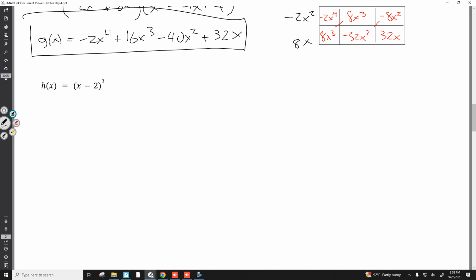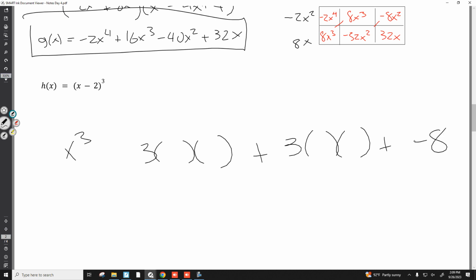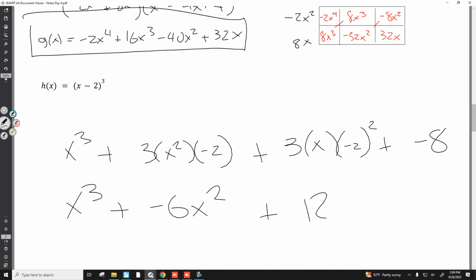I know that I'm going to have an x cubed. I'm going to have 3 of some things, 3 of other things, and then a negative 2 cubed. I know I'm going to have an x squared and a negative 2 there, and an x and a negative 2 squared there. And I'm going to be able to just get your negative 6x squared, your positive 12x, and your minus 8 just like that.